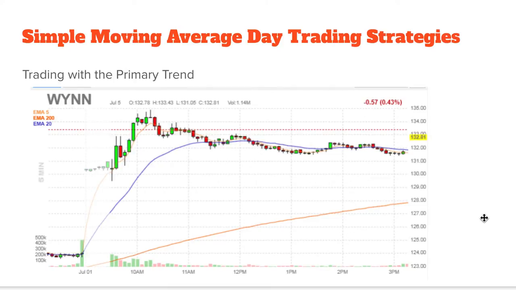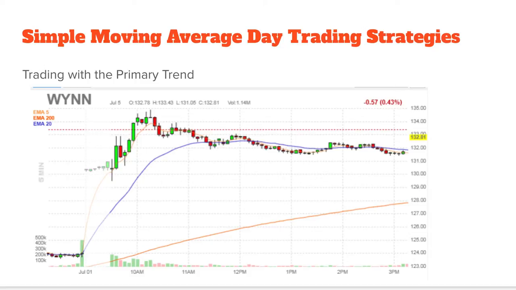Taking a look at another one, let's say you are using the 5 SMA. If the stock price is above it, you want to go long. If it's below it, you want to go short. So in this one, the price is above the 5-day EMA. So any push or pullback towards the 5-day EMA is going to be considered a buyable dip, right? So when it pulls back towards the 5-day EMA, you want to go long on it, and in this one you get a nice pop on here. Right.